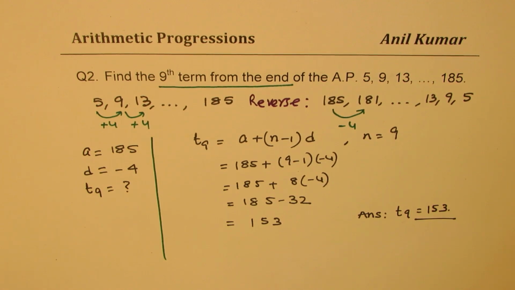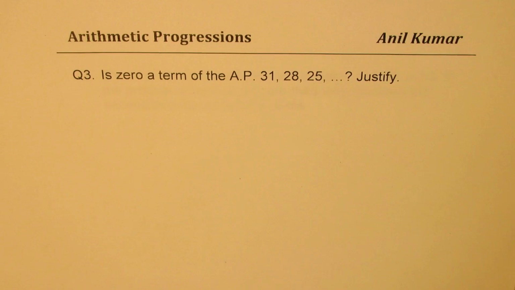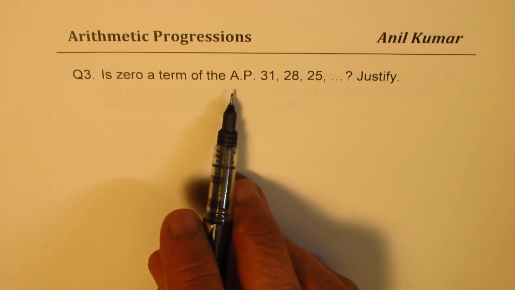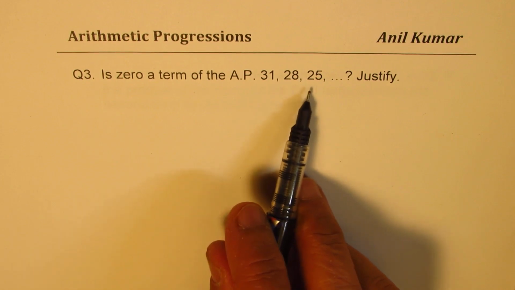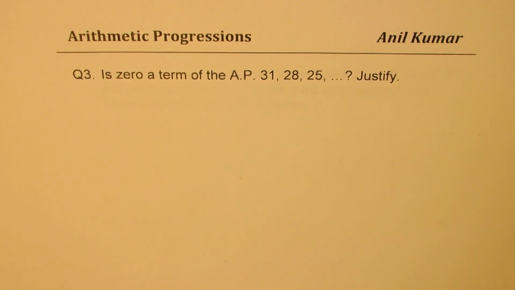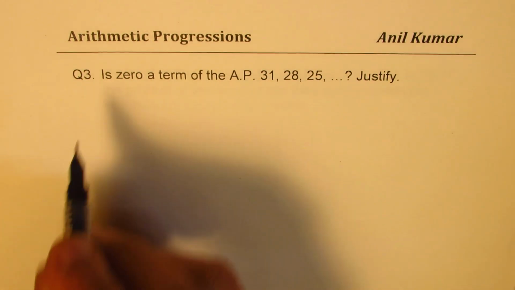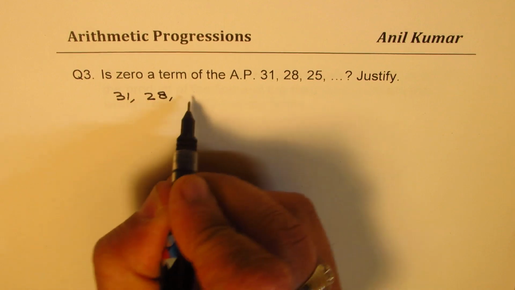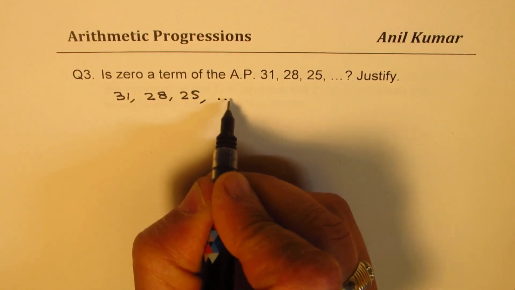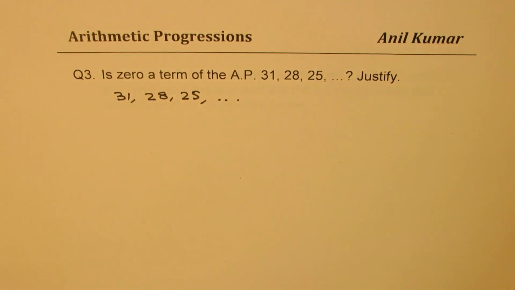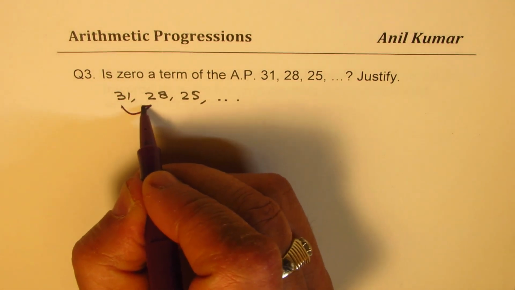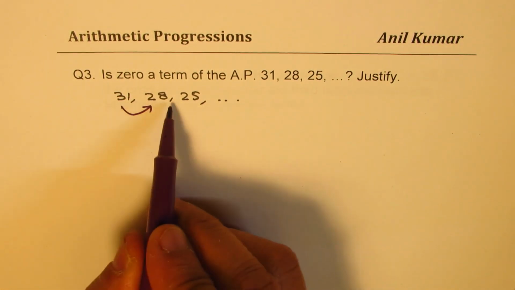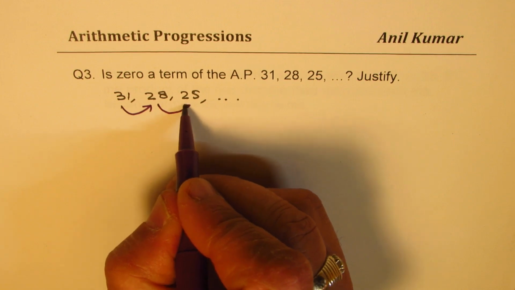So now let's take up question number 3. Is 0 a term of the AP 31, 28, 25 and so on? You need to justify your answer, right? So this is an arithmetic progression. Let's rewrite the terms. 31, 28, 25 and so on. So as you can see, the arithmetic series is decreasing by 3, right?